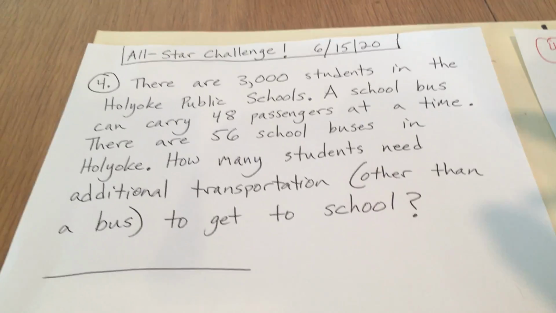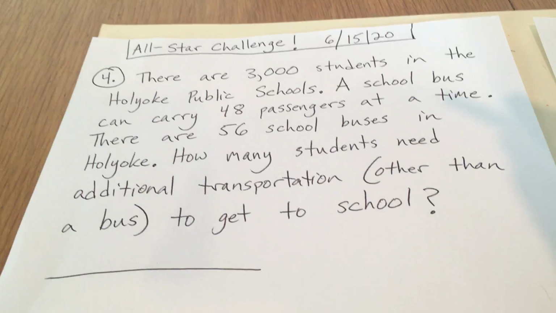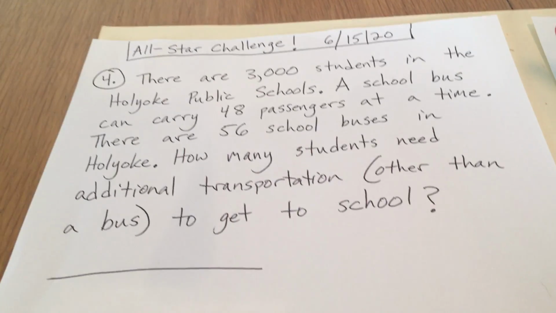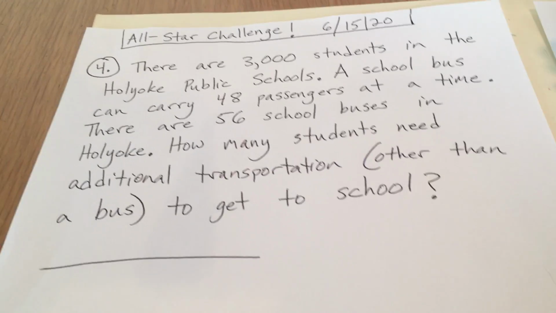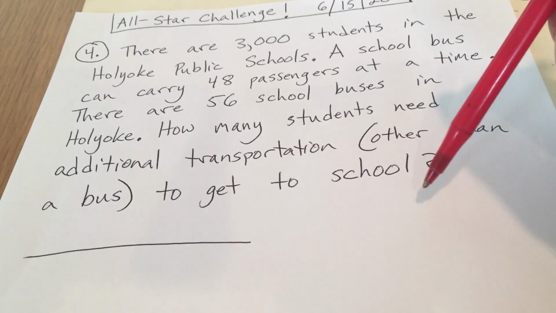There are 3,000 students in the Holyoke Public Schools. A school bus can carry 48 passengers at a time. There are 56 school buses in Holyoke. How many students need additional transportation other than a bus to get to school?